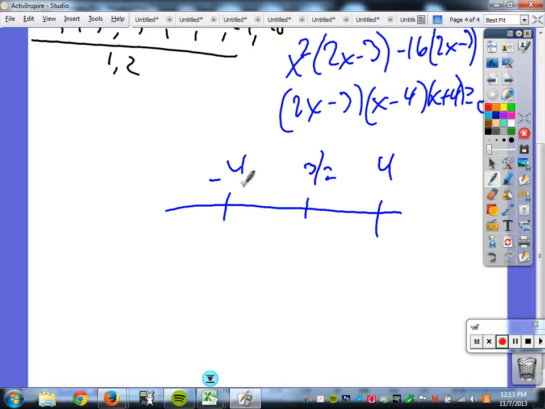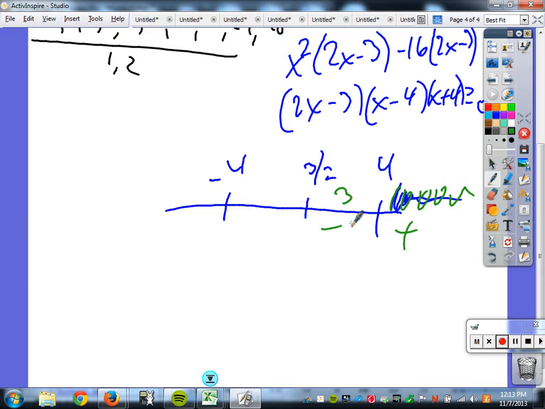You can pick up your phone, that's right. What? A million, right? 1 million. Let's do that green. Positive, positive, positive. That is a positive. In between 3 halves and 4? 3. Positive, negative, positive.